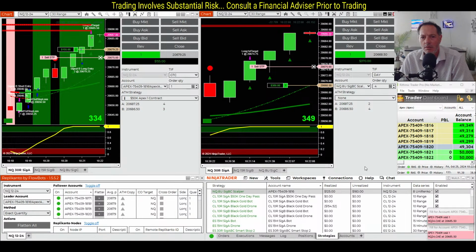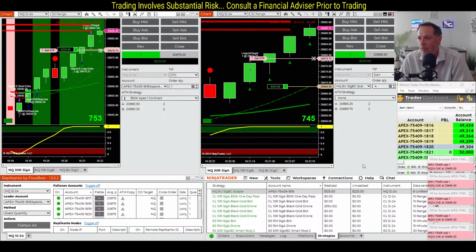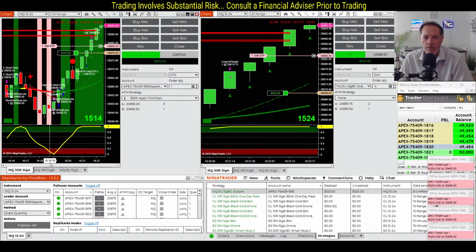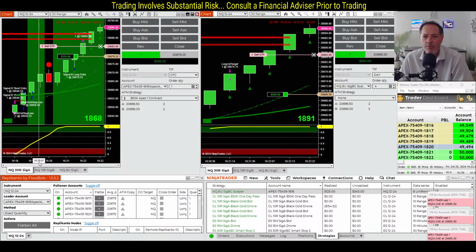Order filled. Okay, we got our first target. Now we're rolling. The scalper's ahead of us. I started mine a little bit later. Here we go. Big little run. Nice little push going through 20,700 on the NQ. Let's go.